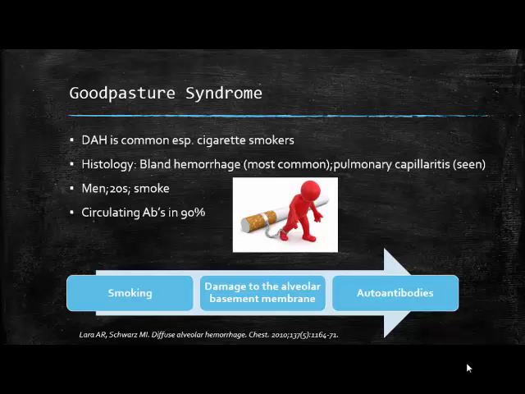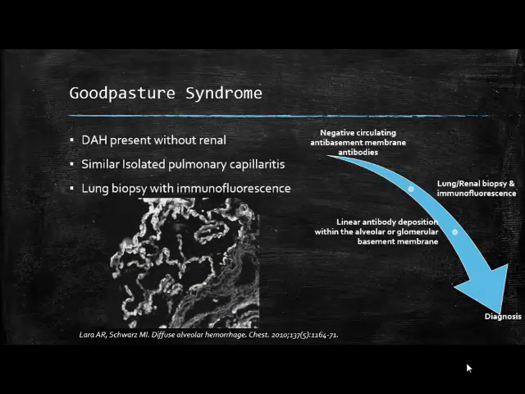So what smoking does is that it leads to damage to the alveolar basement membrane, and this would lead to the generation of the autoantibodies. It could present without renal involvement. It's similar to isolated pulmonary capillaritis if that happens. And if patients have negative antibodies, biopsy is needed. It's either lung or renal.